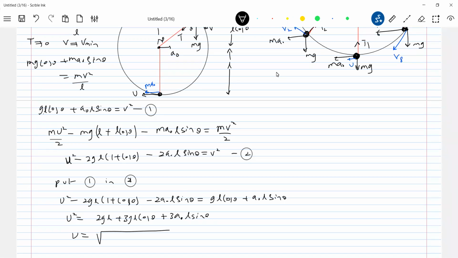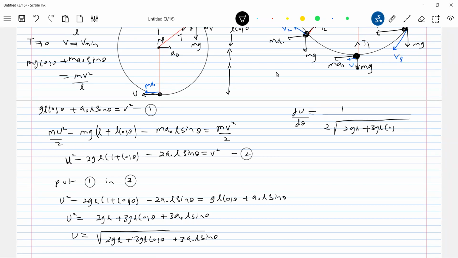Okay, now let me take 2gl plus 3gl cos theta plus 3a naught L sin theta. This we will differentiate. So du by dt will become 1 by 2 times the square root of 2gl plus 3gl cos theta plus 3a naught L sin theta.